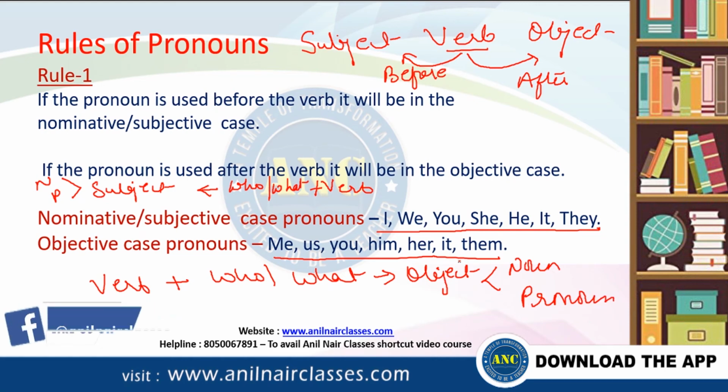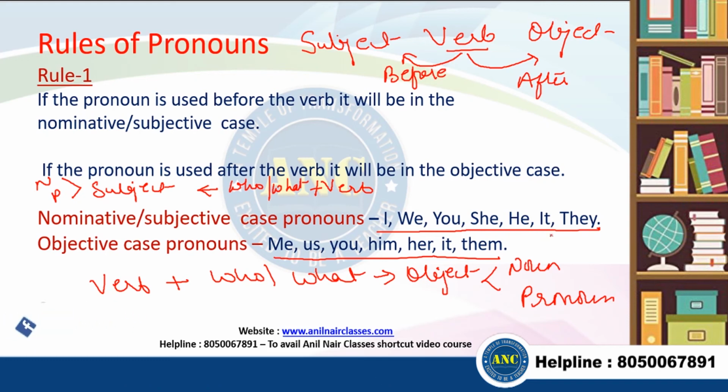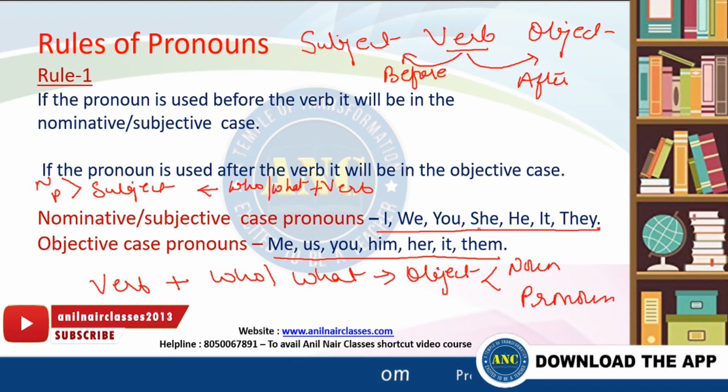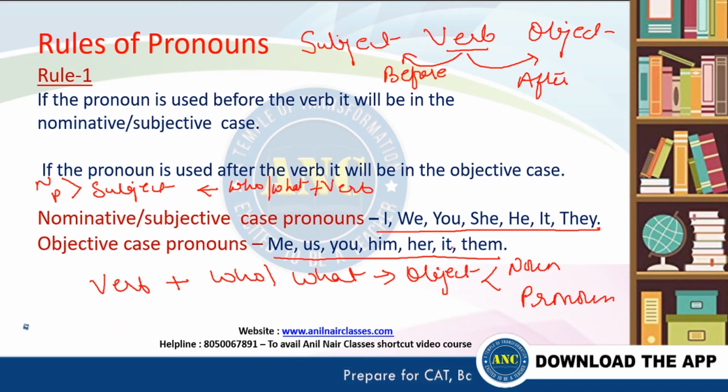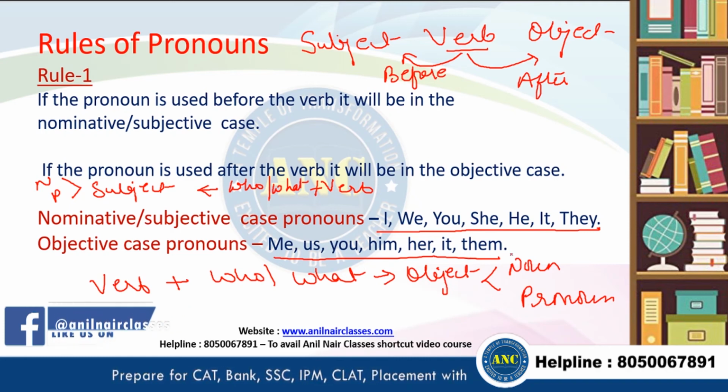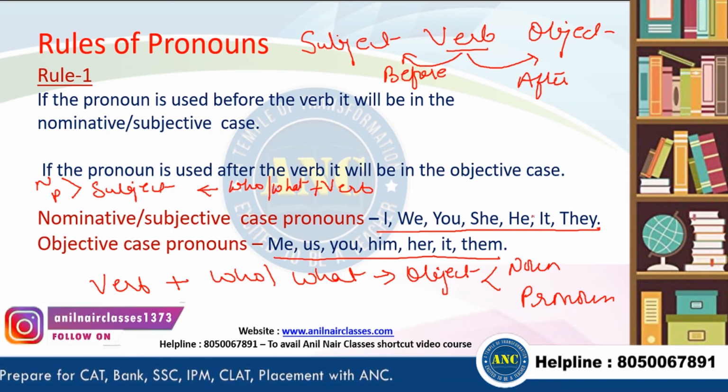So let's repeat the examples of the subject pronouns. I, we, you, he, she, it, and they. So for I, it will be me. For we, it will become us. You, she, her, he, him, it, they, them. Right? So me, us, you, him, her, it, and them are the object case pronouns.